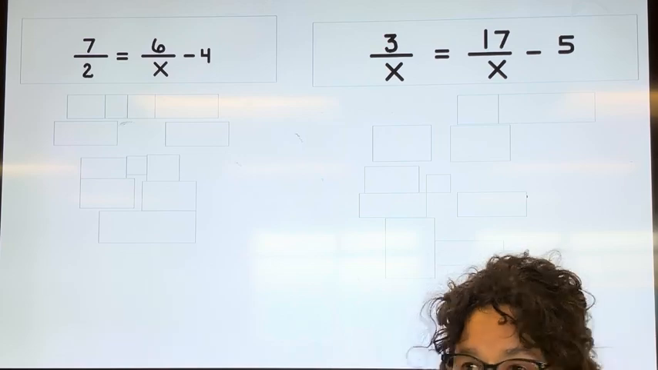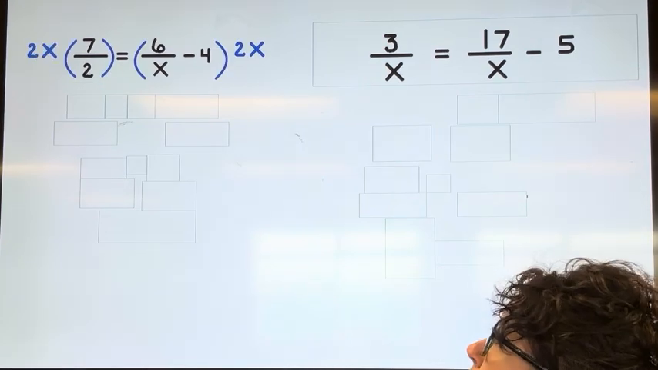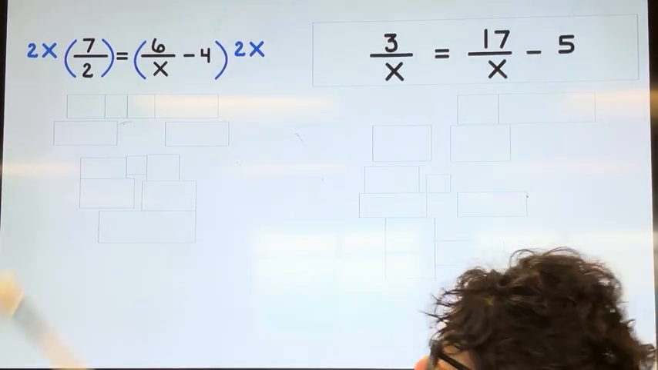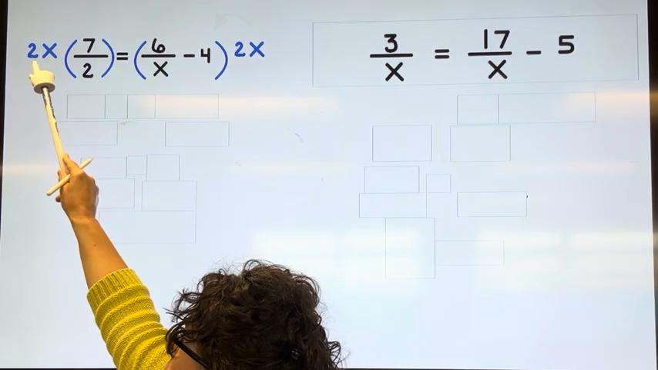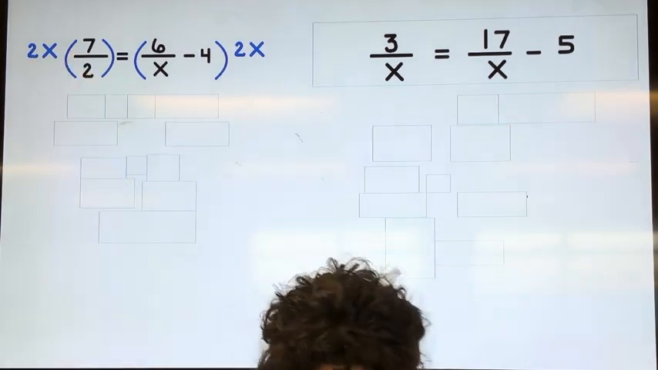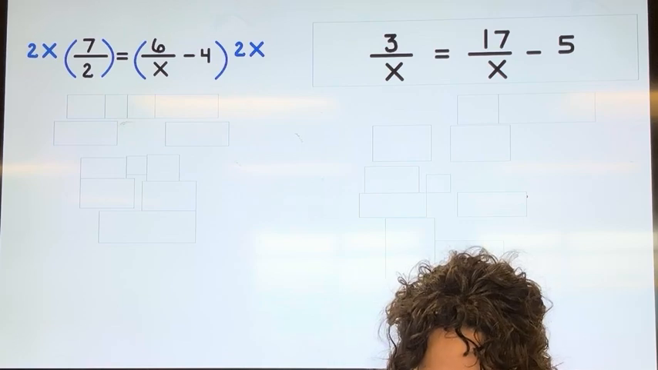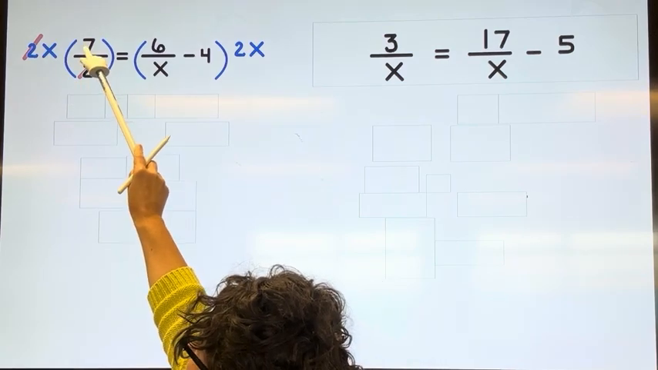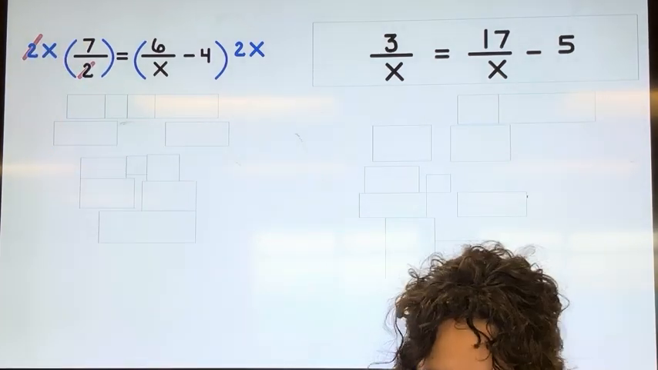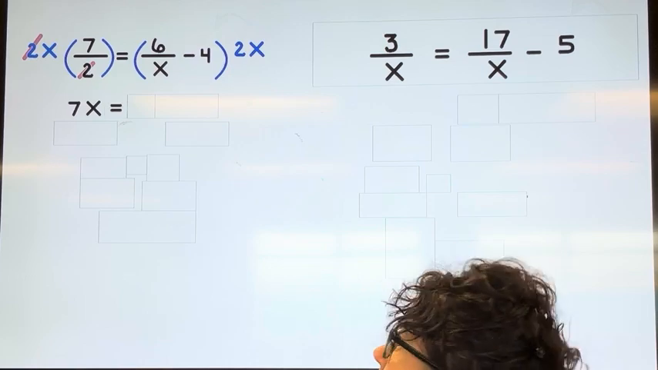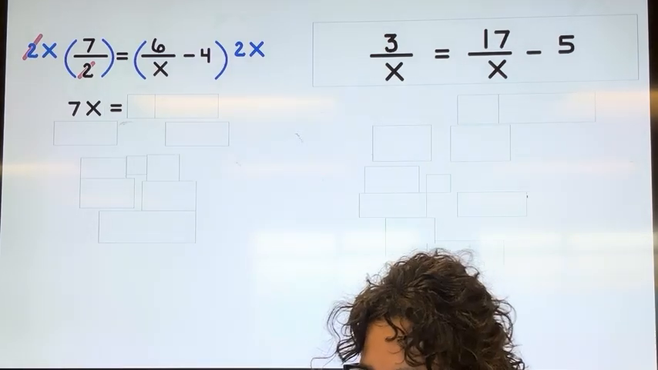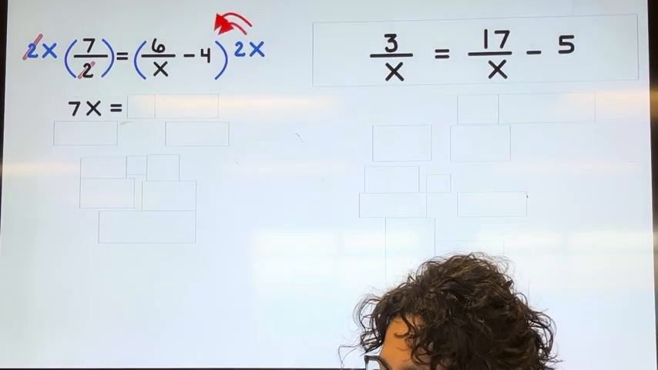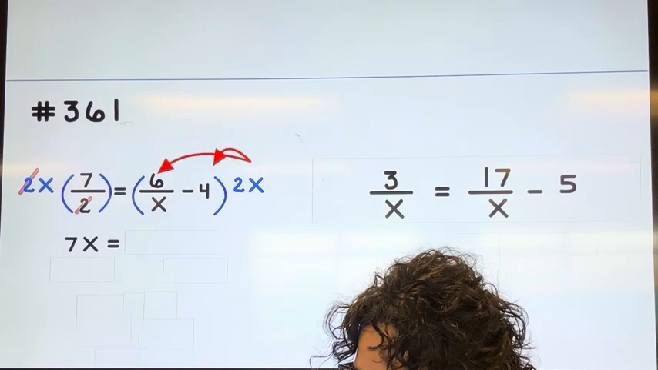So to multiply both sides by the denominators, I'm going to multiply both sides by both 2 and x. If you multiply this one together, this 2 is going to cancel this 2. So let me go ahead and cancel that. And what I have left is the 7 and the x. So I've got 7x equals, now the 2x over here, I'm gonna need to distribute that through. I'm gonna take it and multiply it to each one of these terms inside.